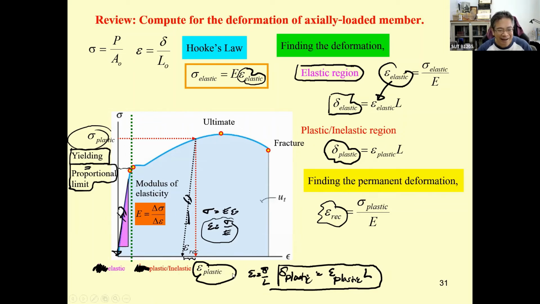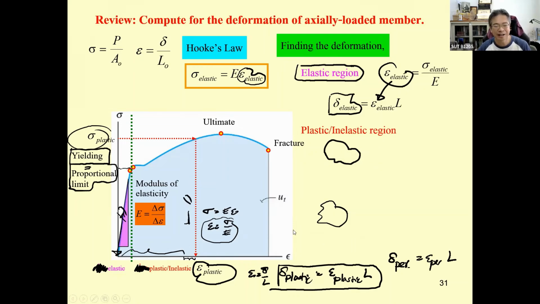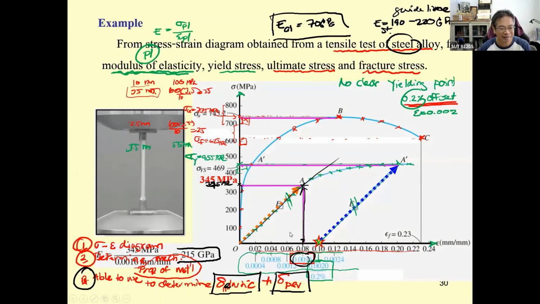Okay, and then there is another portion of this. That is for the strain permanent. The strain permanent going to be strain plastic divided by strain recovery. And then they're going to ask you about the permanent deformation. Okay, and it's going to be the same over here. It's going to be strain permanent times L. That is the whole picture of the third objective. They are going to ask you to determine the deformation that I tell you before.